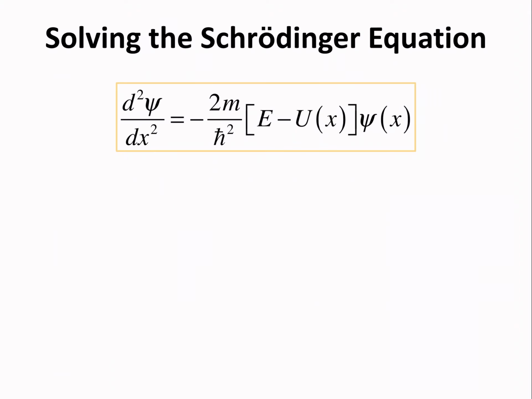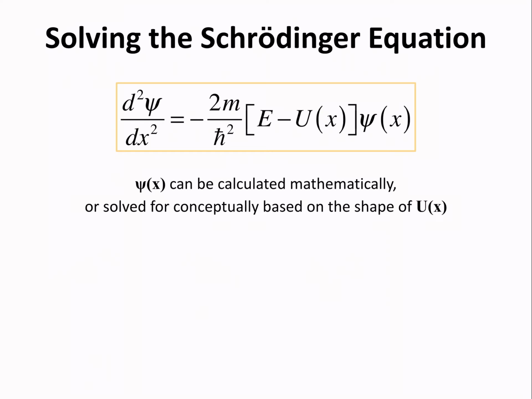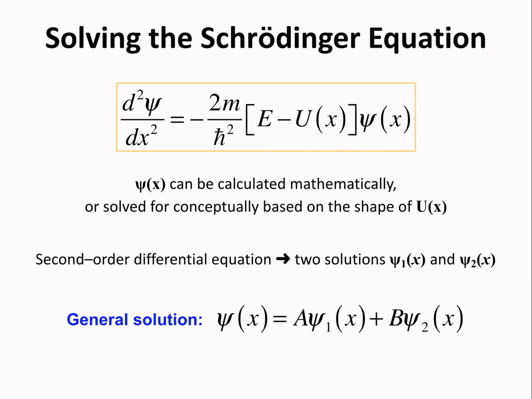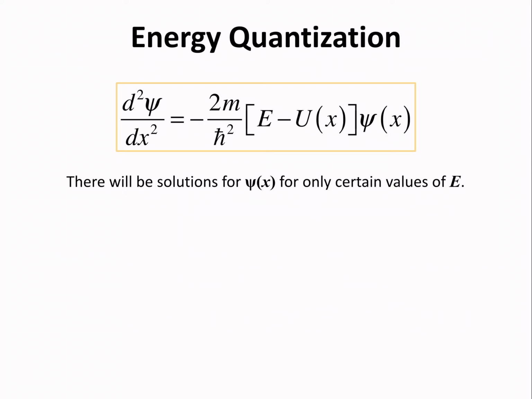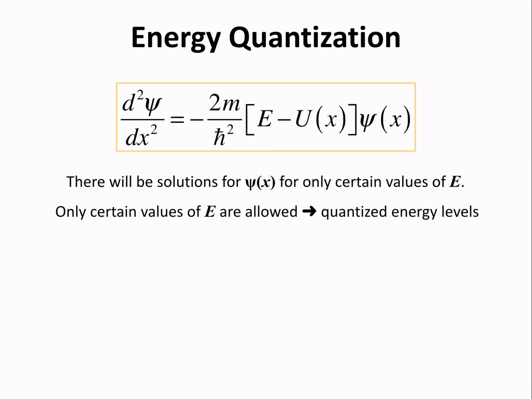So for solving the Schrodinger equation, we can calculate the wave function mathematically, or you can solve it conceptually like we just did based on the shape of the potential energy. So basically this is a second order differential equation which has a general solution that looks something like this. Okay, so the way that we go about doing this is there's only certain solutions for certain values of energy, and not all of the energy values are going to necessarily have solutions, because remember, only certain values of energy are allowed because the energy levels are quantized.